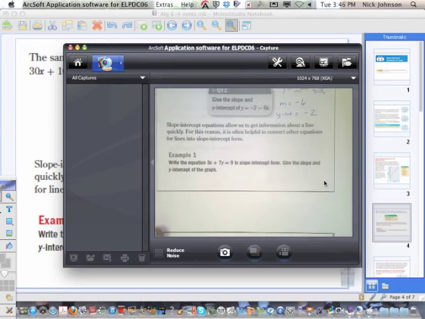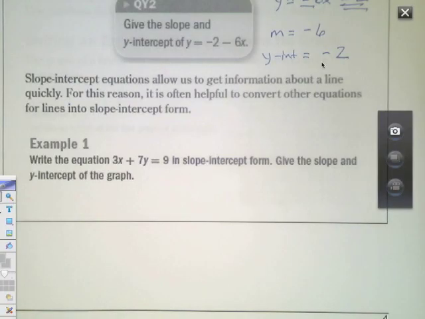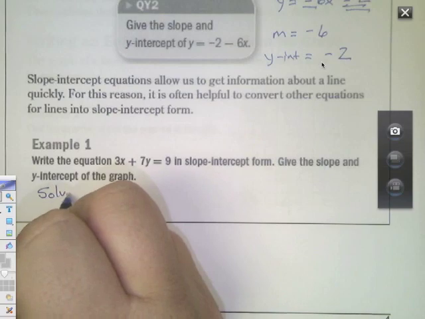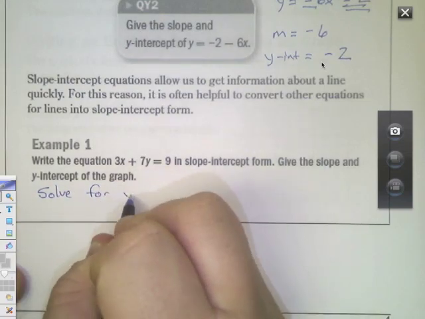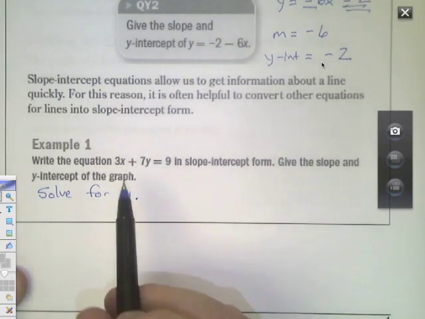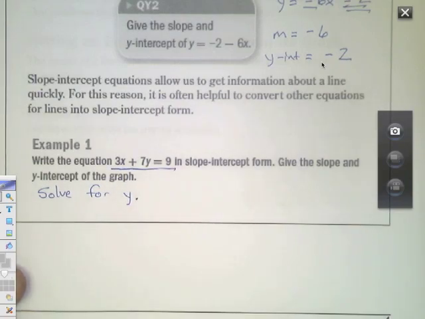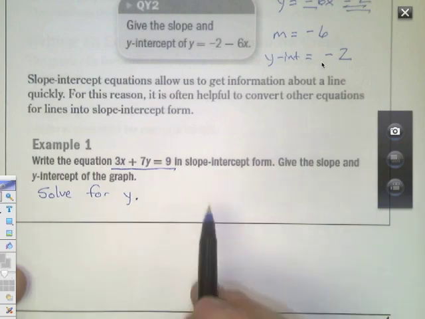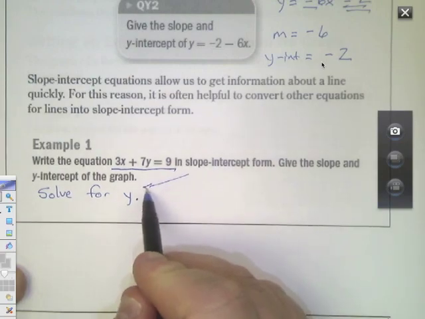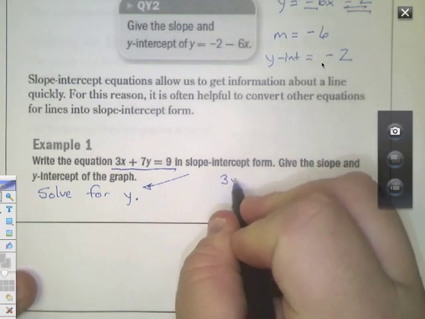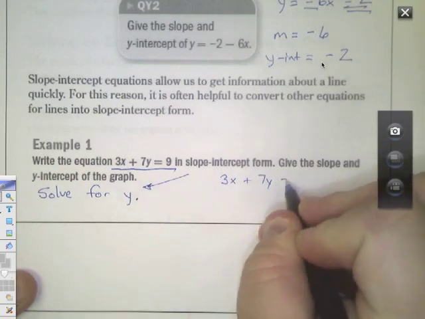To do this, what we need to do is solve for y. That's going to take our standard equation and put it into slope-intercept form. So to put it into slope-intercept form, what you have to do is solve for y. So let's do that.